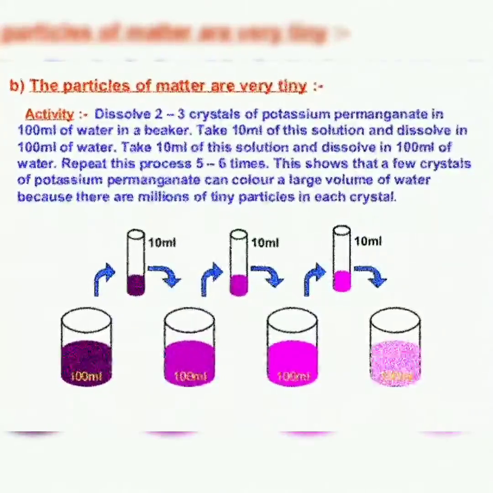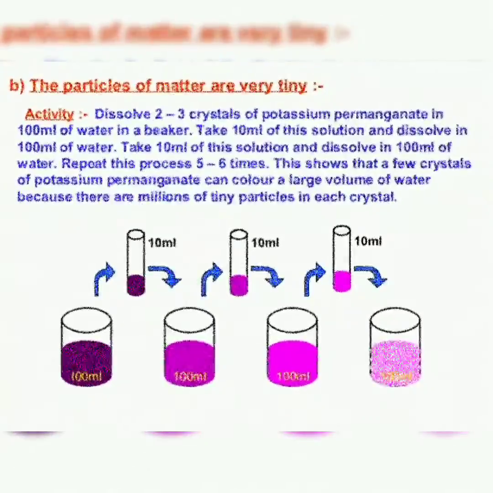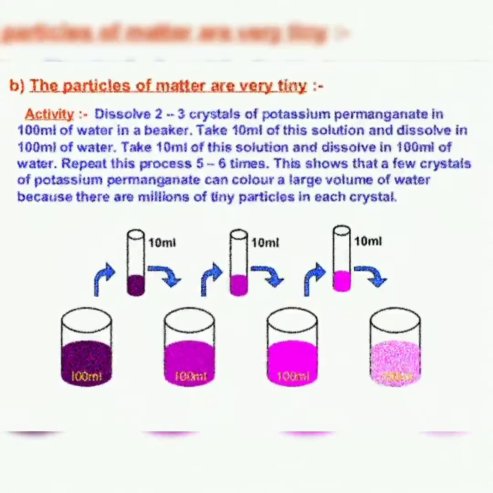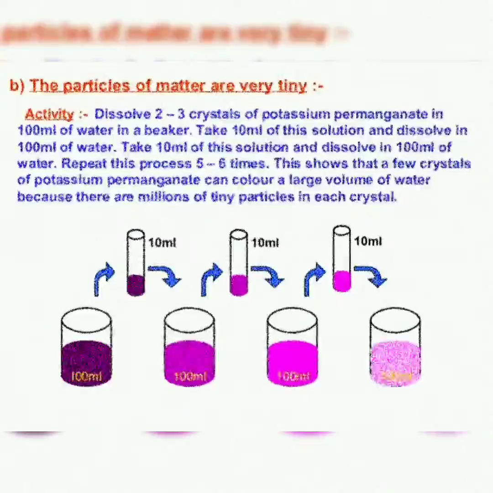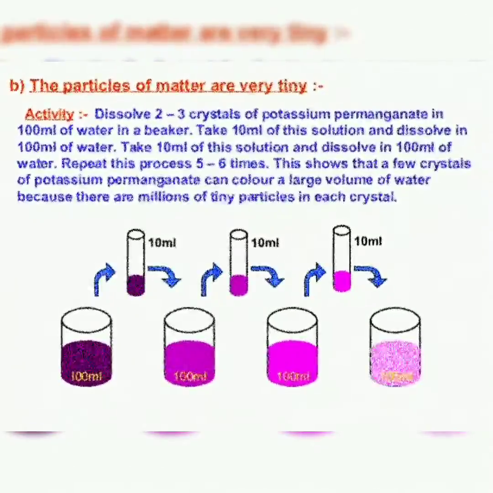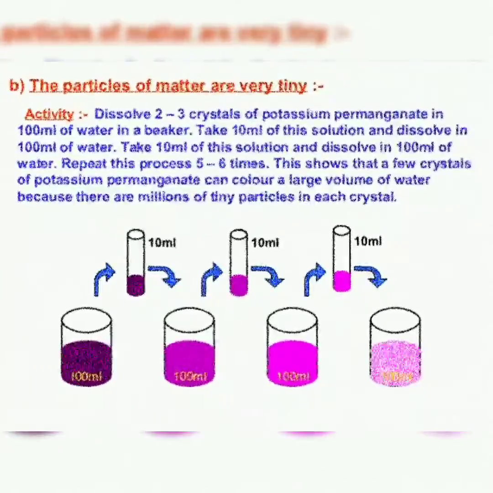Next experiment is that the particles of matter are very small. To complete this activity, first of all we take 2-3 crystals of potassium permanganate in 100 ml of water in a beaker and repeat it continuously 4 to 5 times. Then lastly we find that the color of potassium permanganate fades. This indicates that the particles of matter are very tiny.